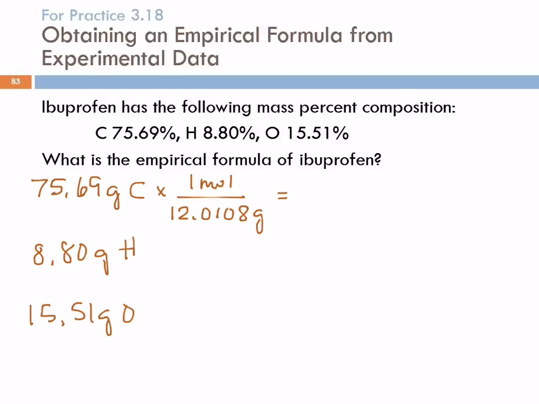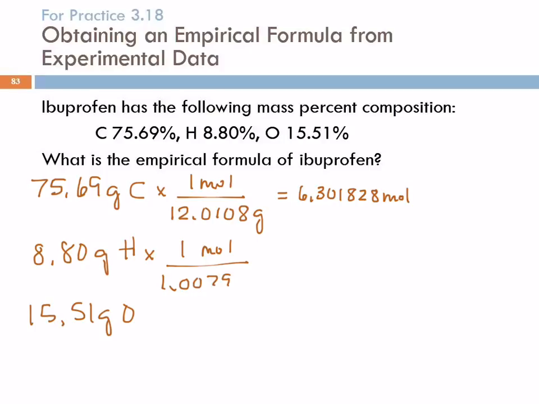So doing that, 75.69 divided by 12.0108. That would have 4 significant figures, so I want to make sure I write at least 4 and throw a couple extra in just for good measure. So that many moles. Then we take the grams of hydrogen and we do the same thing.